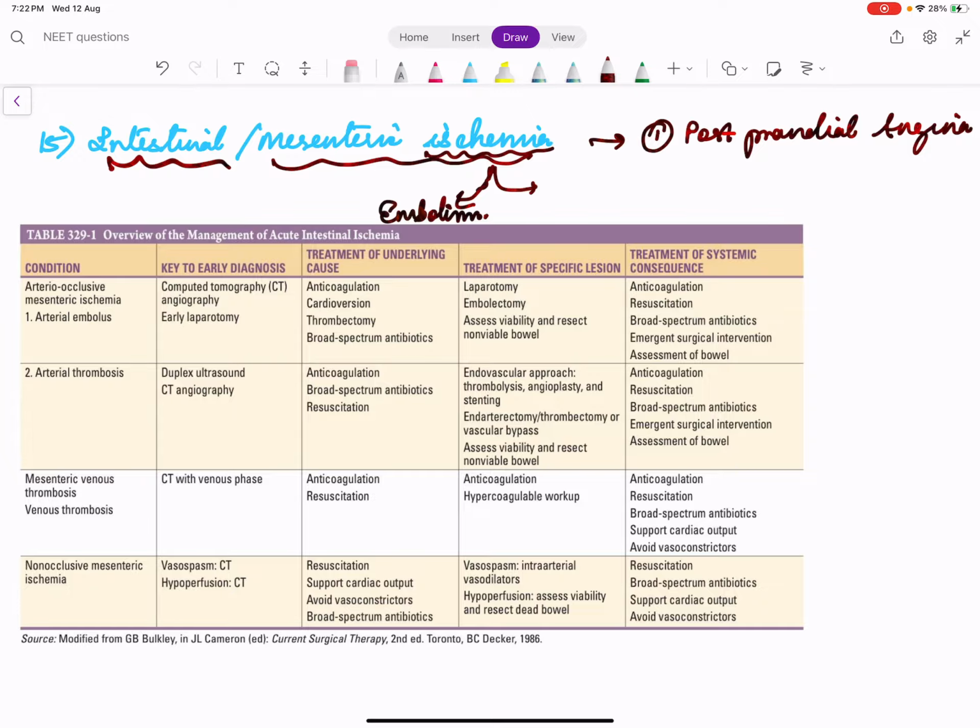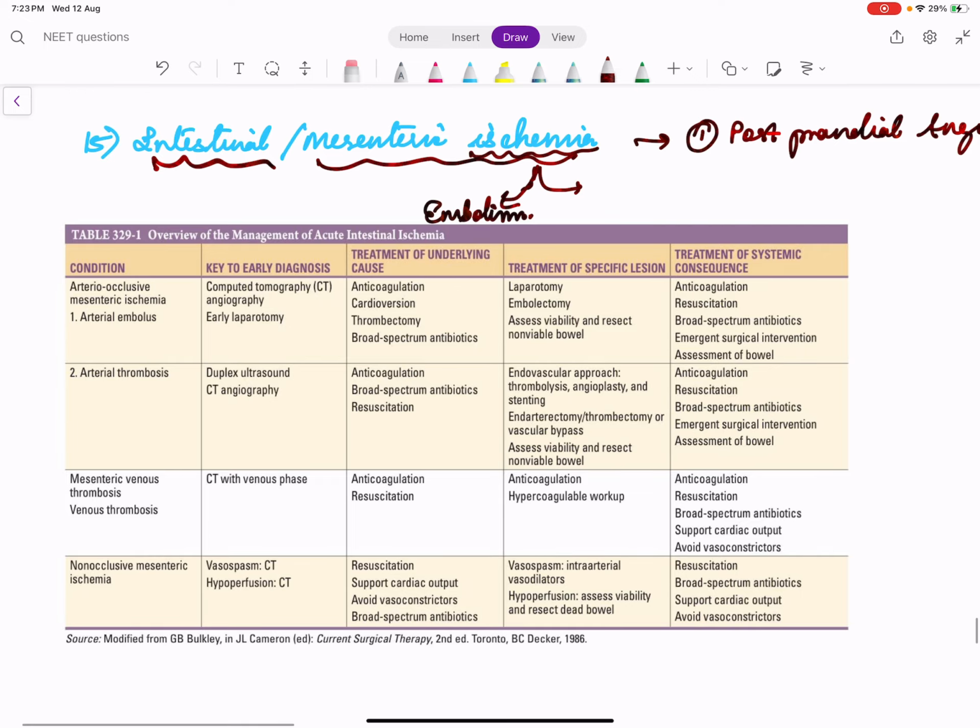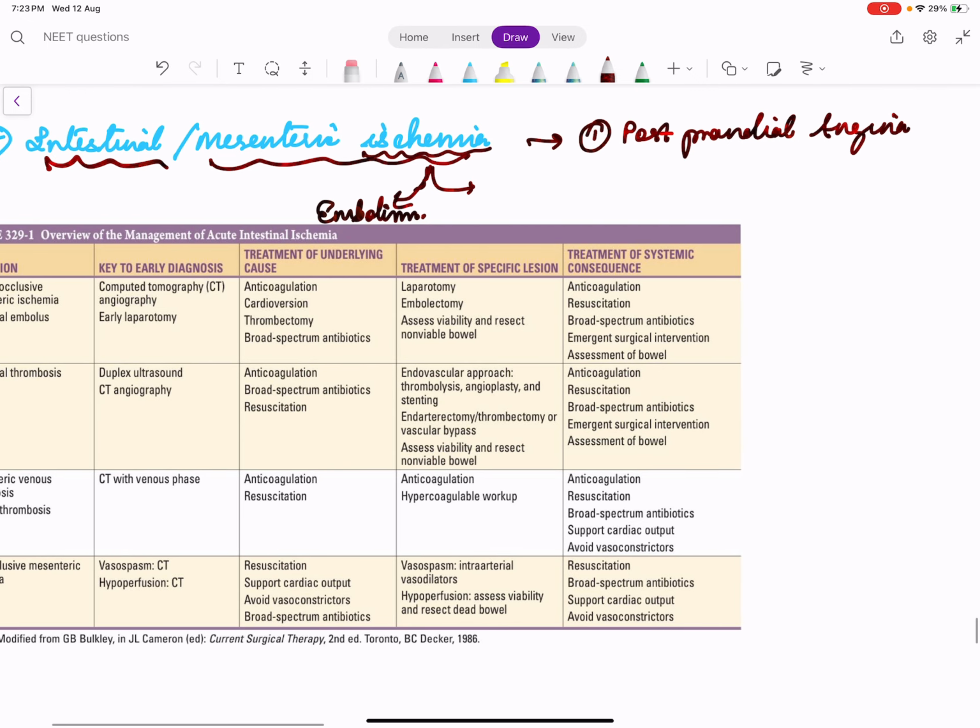For example, a person is having atrial fibrillation. He has a high chance of developing a left atrial clot. That gets dislodged and it goes and blocks one of the intestinal arteries, like the superior mesenteric artery, inferior mesenteric artery or celiac artery. So the patient develops abdomen pain. It is a cause of acute embolic mesenteric ischemia or intestinal ischemia.